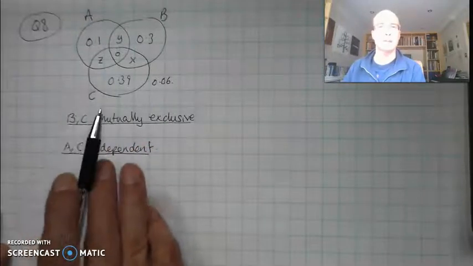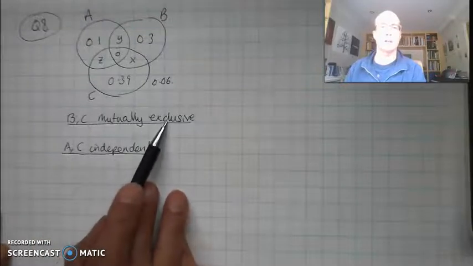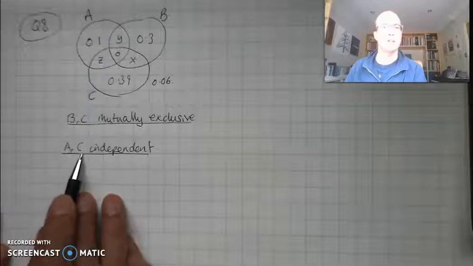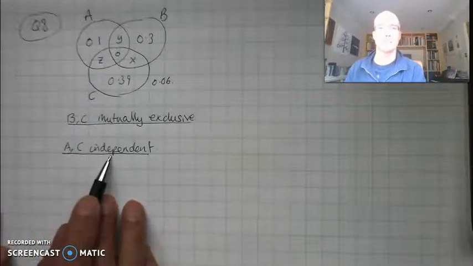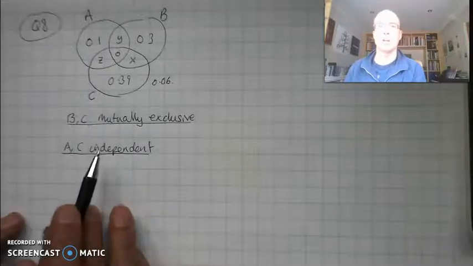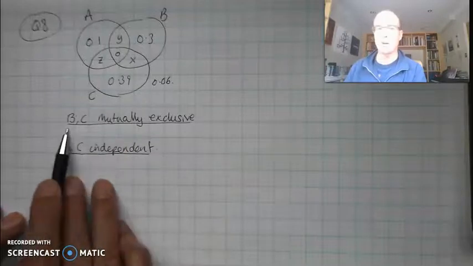We've been given a couple of bits of information. We've been told that the events B and C are mutually exclusive. It's going to be useful. And we've also been told that A and C are independent. So we need to use our knowledge of our probabilities to be able to calculate our values of X, Y and Z. First of all, let's start off with this one.